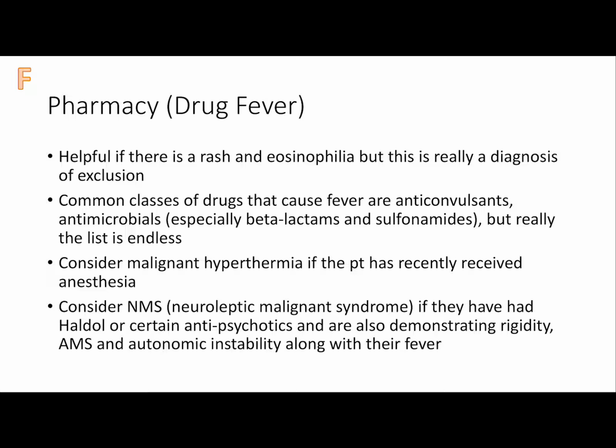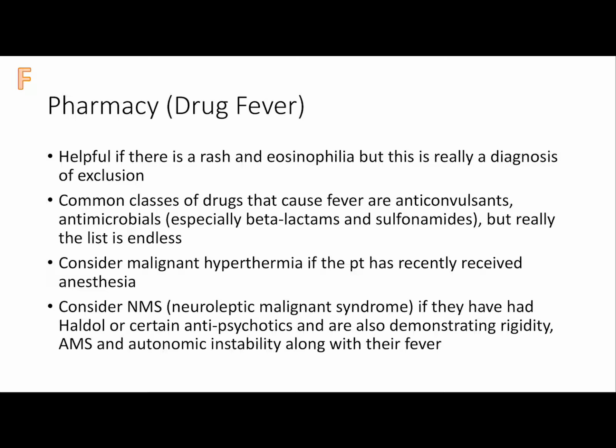Drug fever, it can be really helpful to evaluate for drug fever if there's a rash or eosinophilia present, because that helps clinch the diagnosis. But this really is a diagnosis of exclusion. Common classes of drugs that cause fever are anticonvulsants, antimicrobials, especially the beta-lactams and the sulfonamides, but really any drug can cause fever. The list is long and endless.